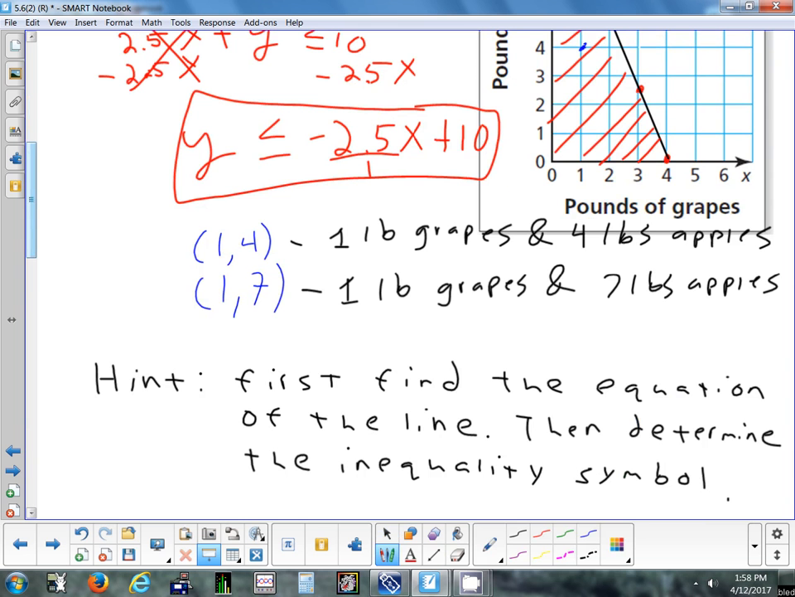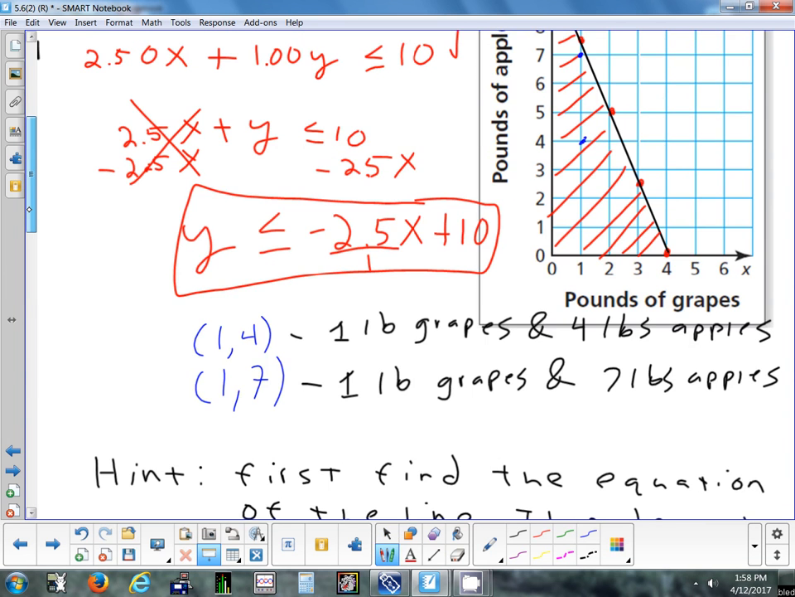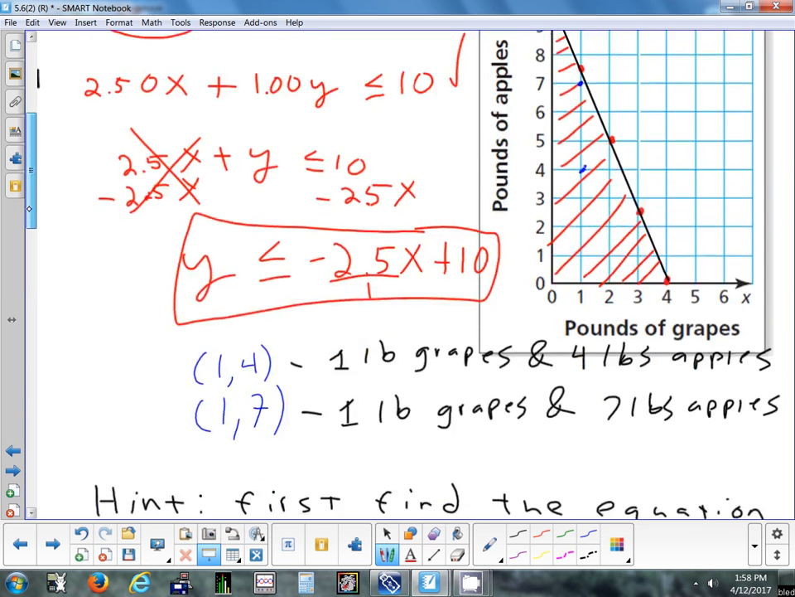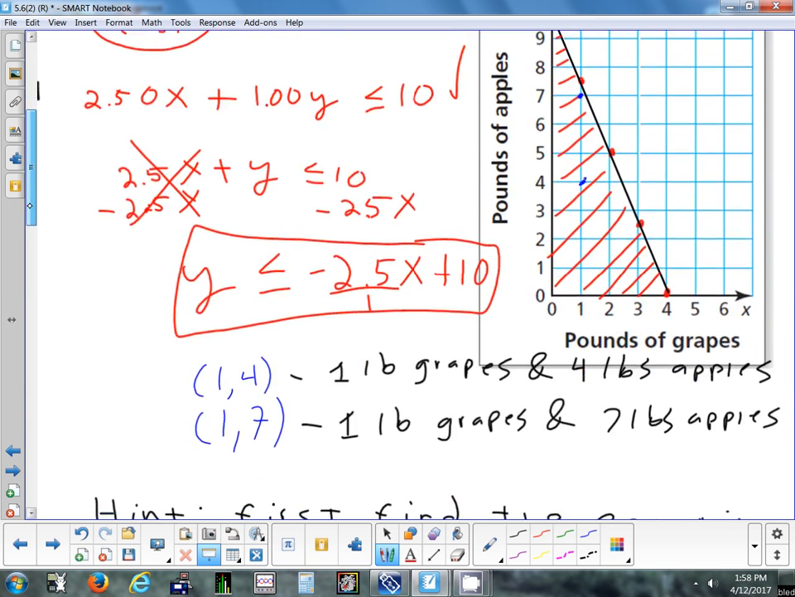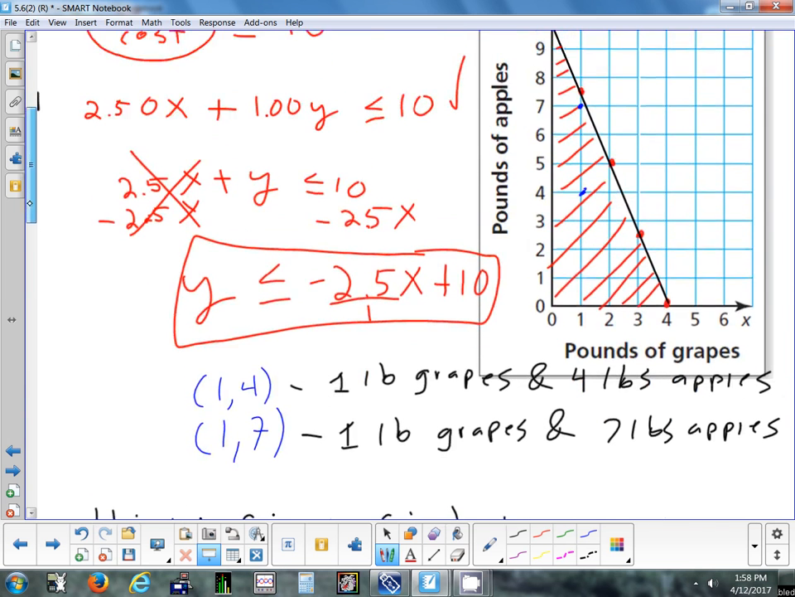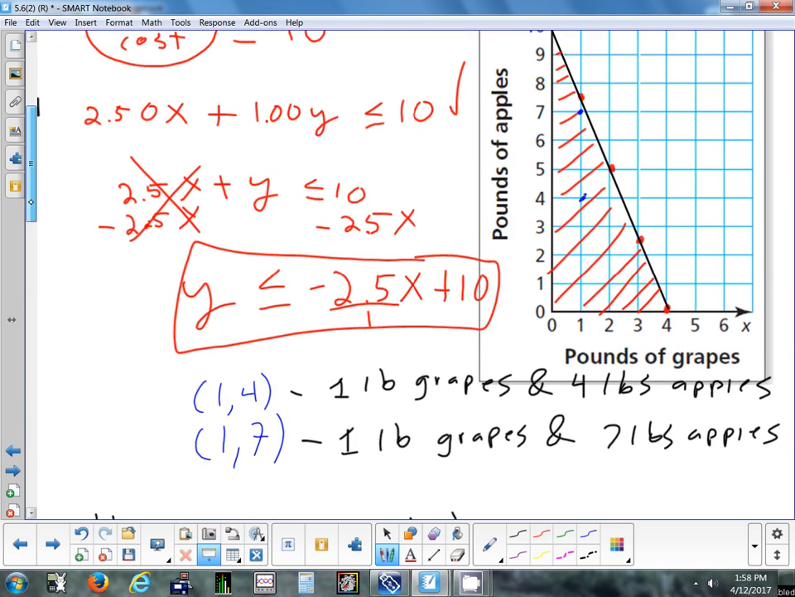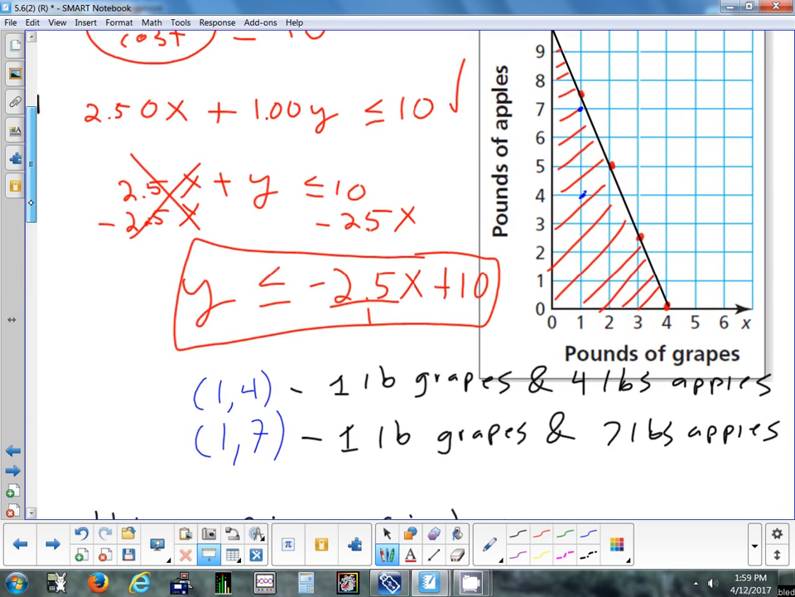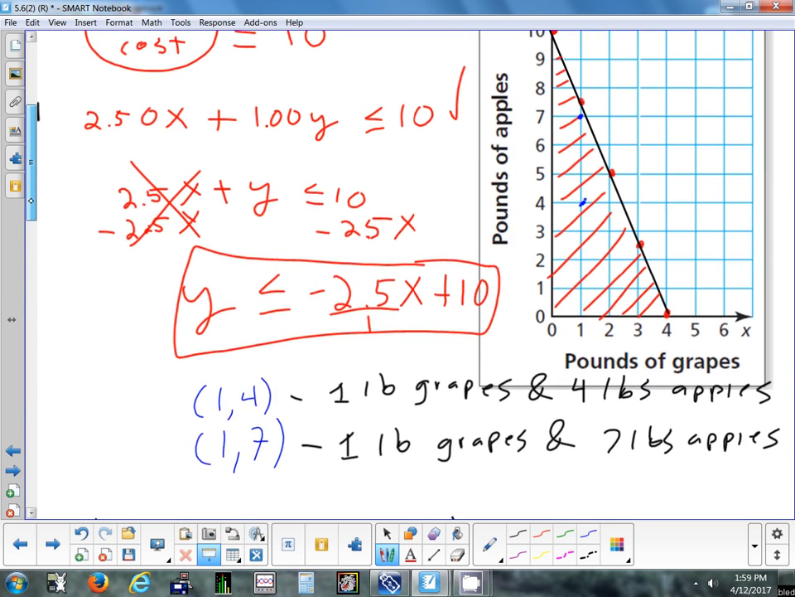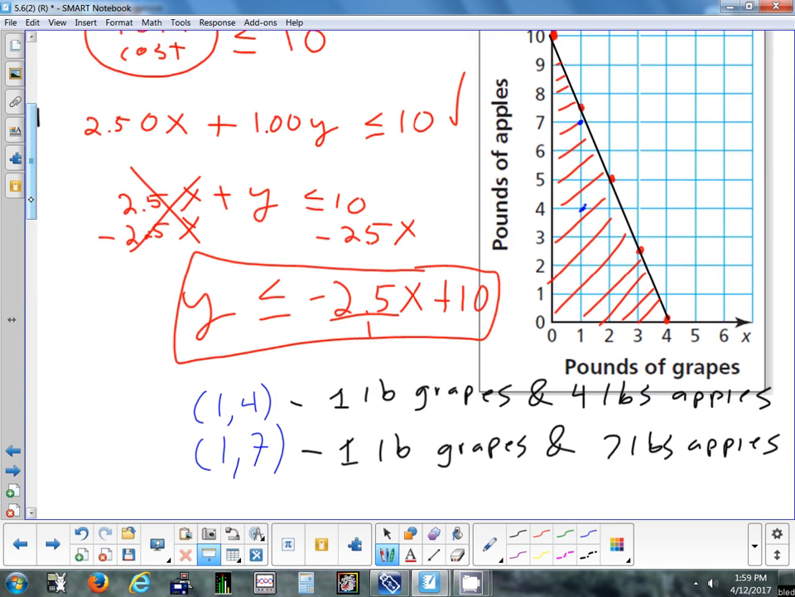Guys, what could Mr. Hager do to make sure that those are solutions? Anybody remember, Josh? Yeah, I could plug it in, right? I could plug in 1 for X, 4 for Y. What would happen when I do that? What would it give Mr. Hager, Josh? It gives you a true statement.